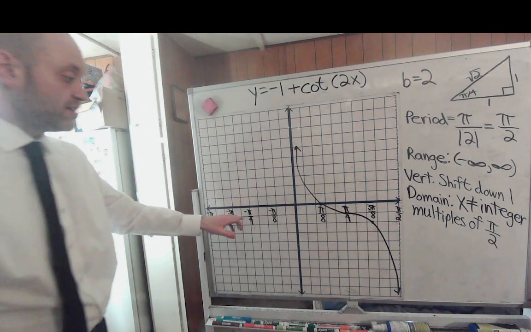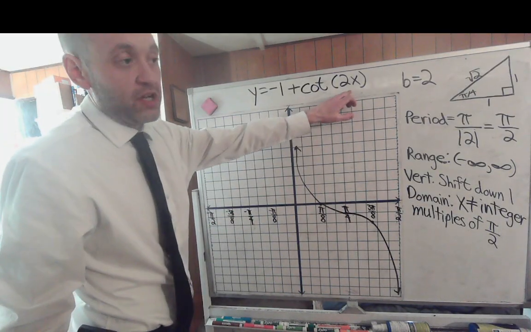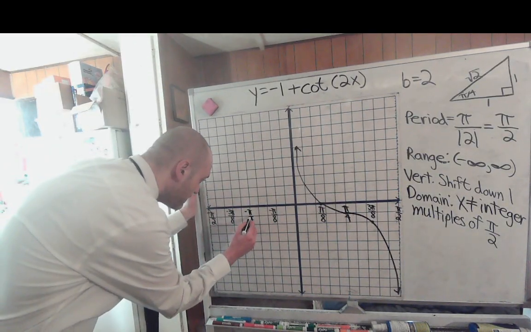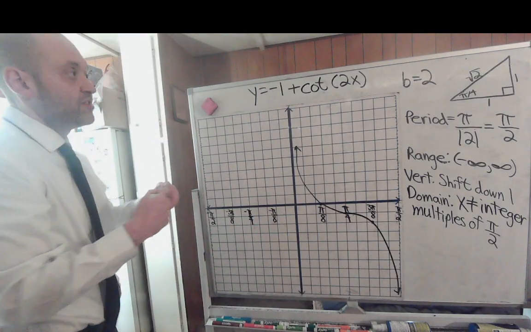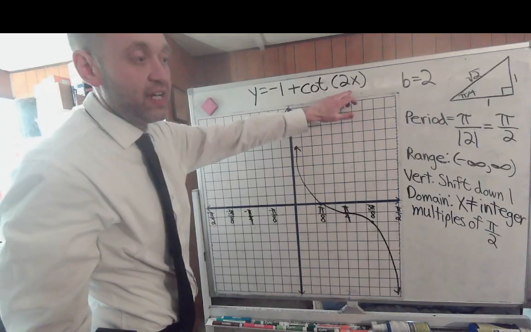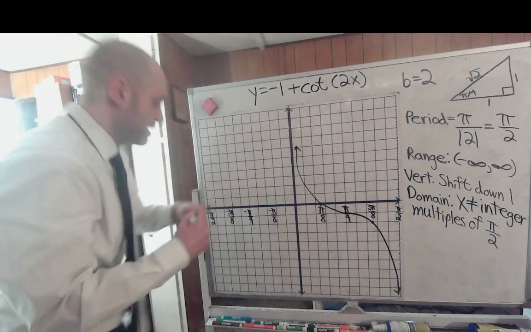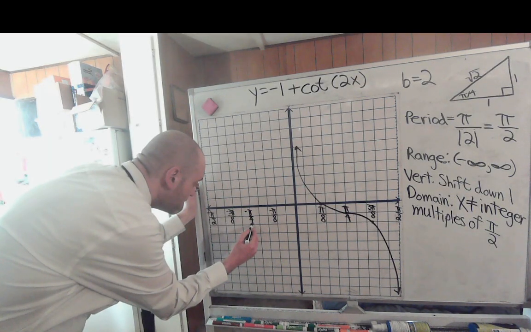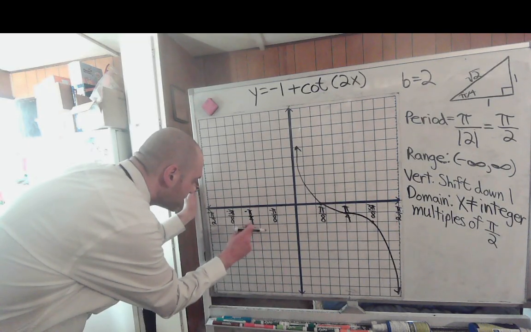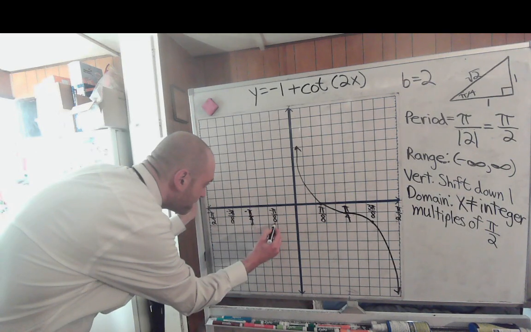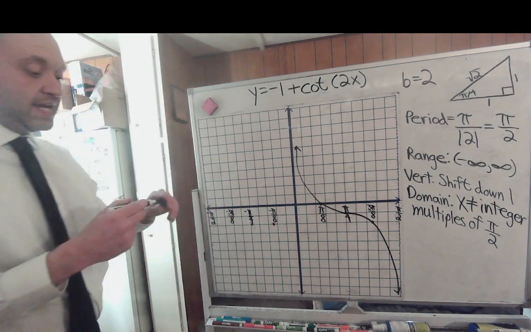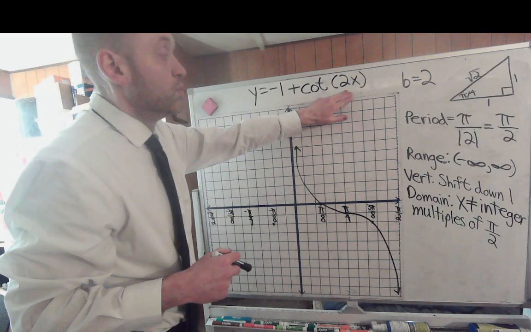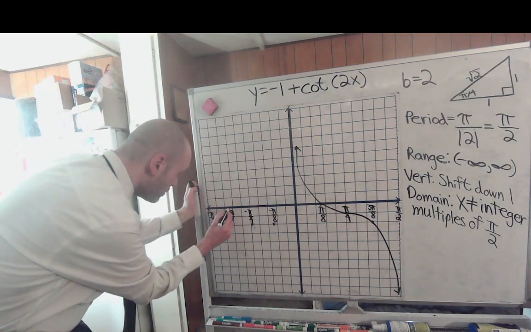Now let's put in negative pi over 4. That would give me the cotangent of negative pi over 2, which is 0 minus 1 is negative 1. Let's put in negative pi over 8. That would give me the cotangent of negative pi over 4, which is negative 1 minus 1 is negative 2. And then, whoops, I went off a little bit. Here we go. Let's say I put in negative 3 pi over 8. That would give me the cotangent of negative 3 pi over 4, which is positive 1 minus 1 is 0.